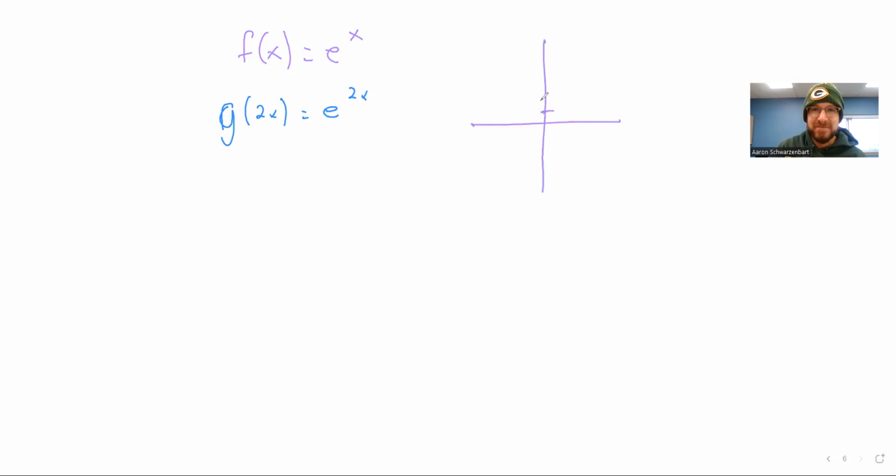e to the 1 is 2.718. e to the 2 looks about like that. Looks very similar to that 2 to the x. For e to the 2x, I'm taking each x coordinate and I'm halving them. So again, it's a horizontal shrink. My graph was here, I squish it in this way.